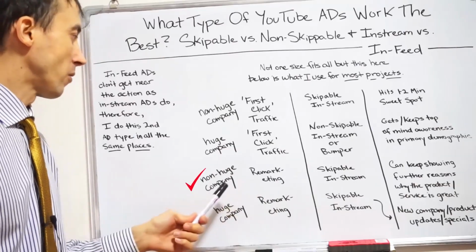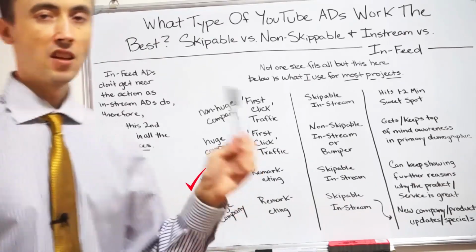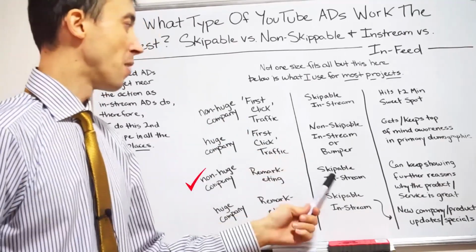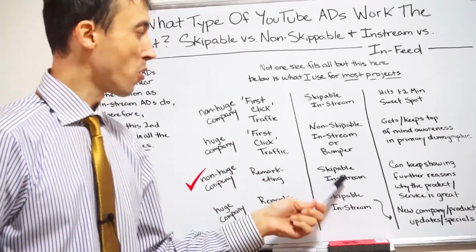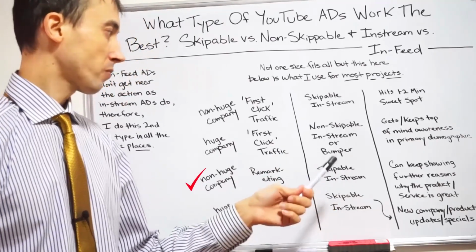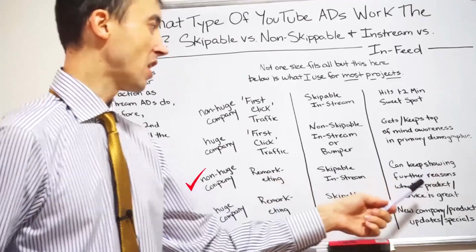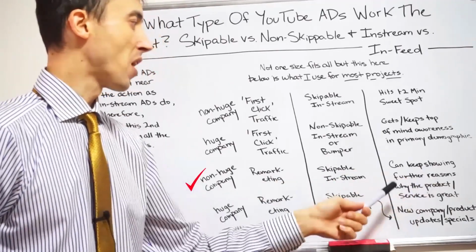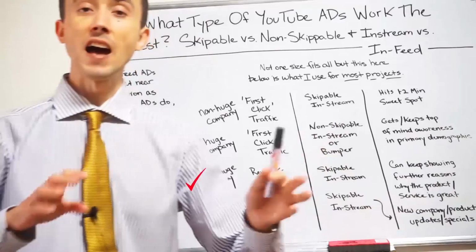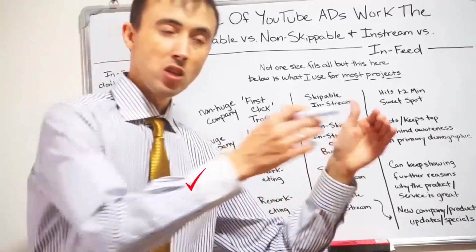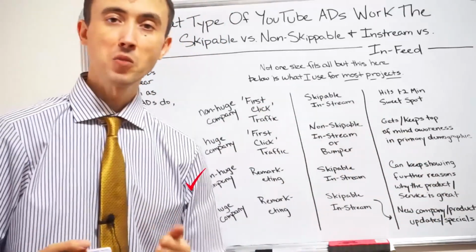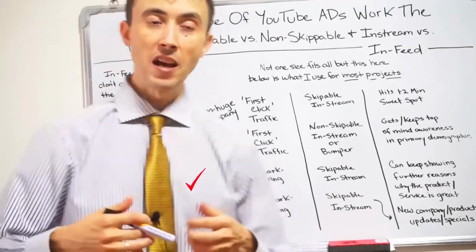Now for remarketing, if you're a non-huge company, again, less than 100 million a year in sales, I'm going to use still skippable in-stream ads. Why? We can keep showing further reasons why the product or service is so great in those ads, and it'll make anything we use to drive them to our site in the first place work more, and we can capitalize on it more.